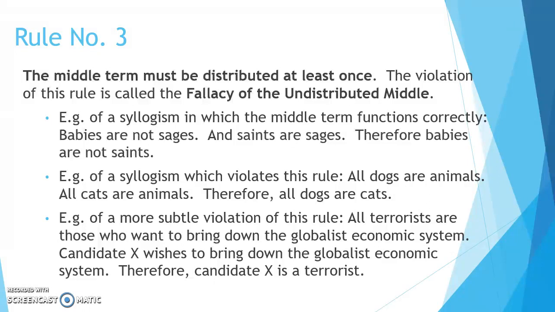This is obviously fallacious. Or another example, a more subtle violation of this rule: all terrorists are those who want to bring down the globalist economic system. Candidate X wishes to bring down the globalist economic system, therefore candidate X is a terrorist. This, of course, is a fallacious argument because it uses a middle term that is not distributed at least once. And almost all arguments in that form, such as: all terrorists are Muslims, all immigrants are Muslims, therefore all immigrants are terrorists, are of course obviously fallacious.